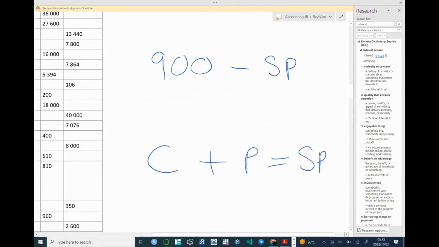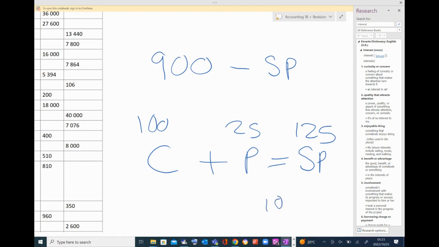Okay. In the question, did they say the markup is on cost or on selling price? They said on cost. So we know cost is 100, 25, 125. Guys, please don't forget this thing. We spend so much time. So then obviously we want cost 100 over 125 times 900. And you should get 750.